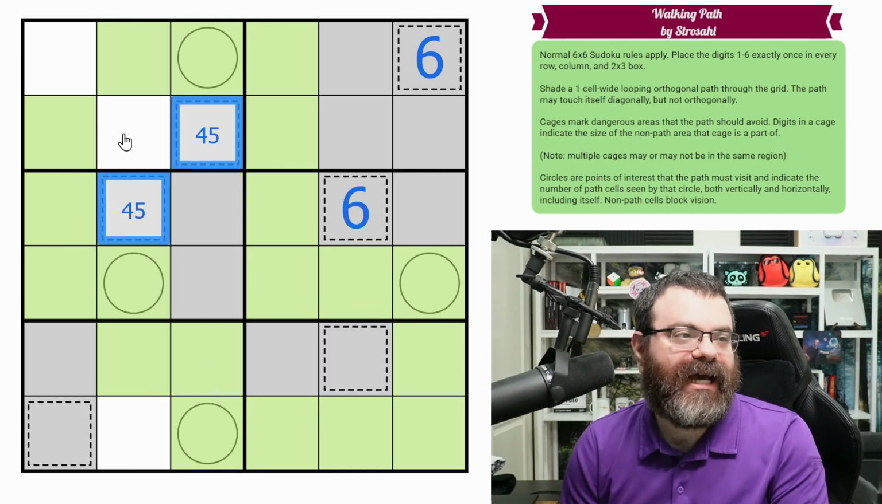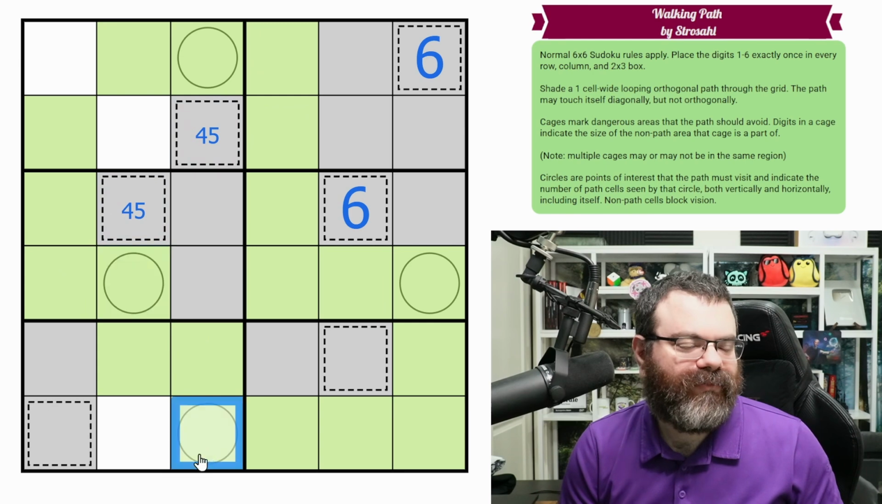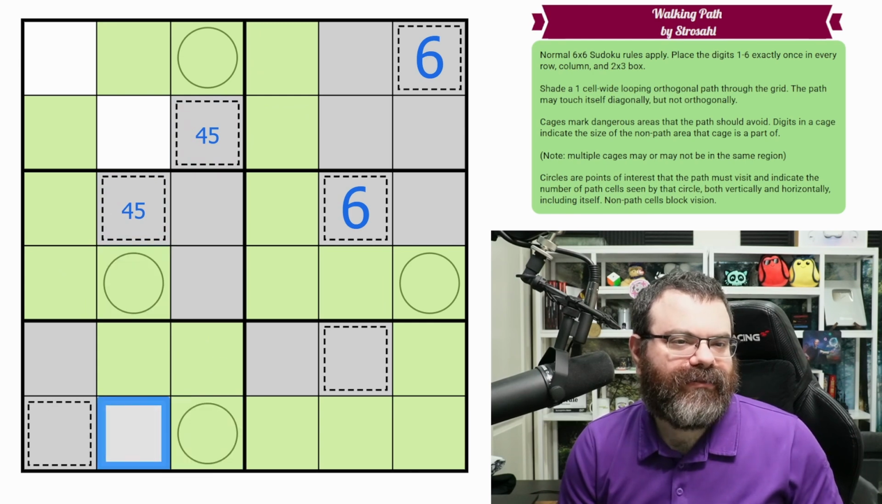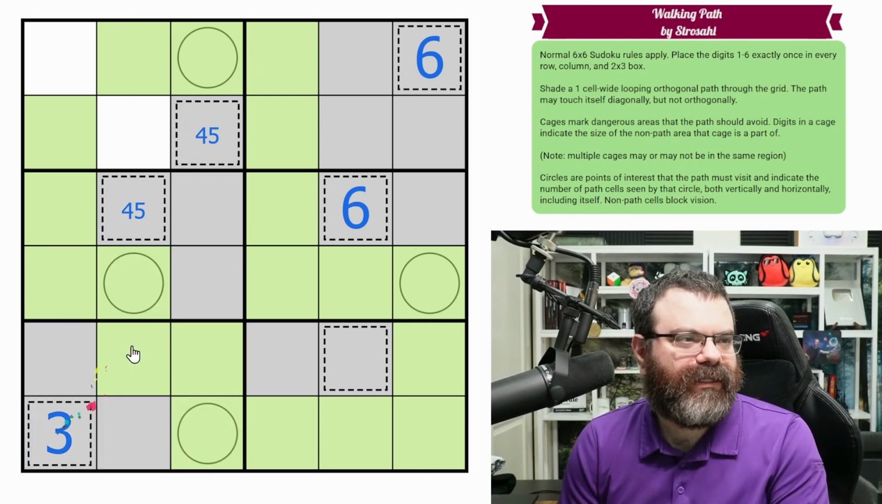So I guess these are 4 or 5, depending on if we take that one. And this is gray, which makes this one a 3. 3 in the corner, celebrating. Nice. I think we can fill some of these circles in.